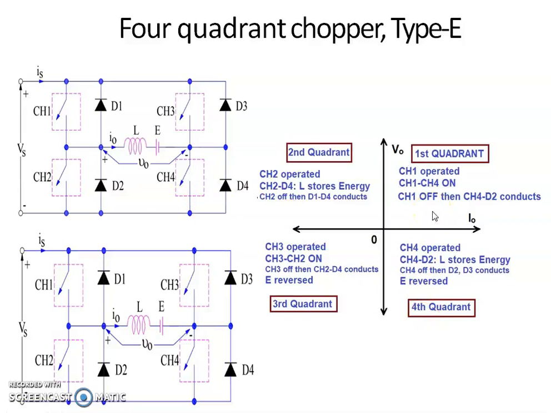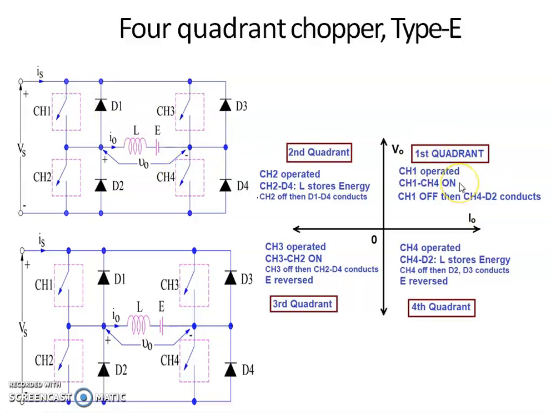That is, for obtaining first quadrant operation, CH1 operates. For obtaining second quadrant operation, CH2 operates. For obtaining third quadrant operation, CH3 operates. For obtaining fourth quadrant operation, CH4 operates. CH4 operates means we are turning on and turning off the switch CH4 by controlling the switching pulse to the switch CH4. First we will discuss the first quadrant operation.